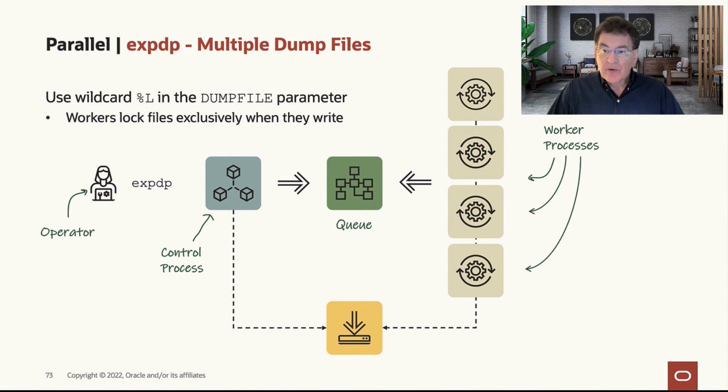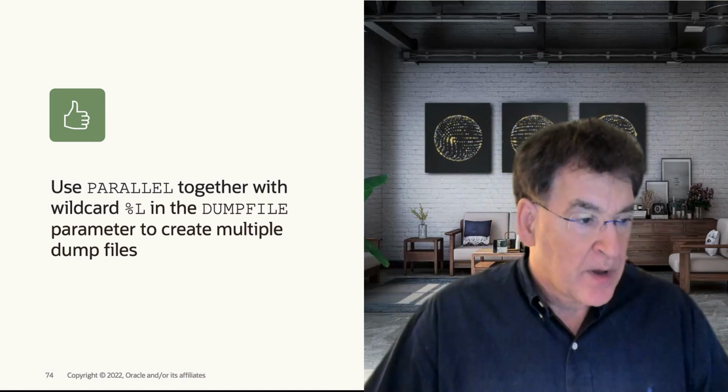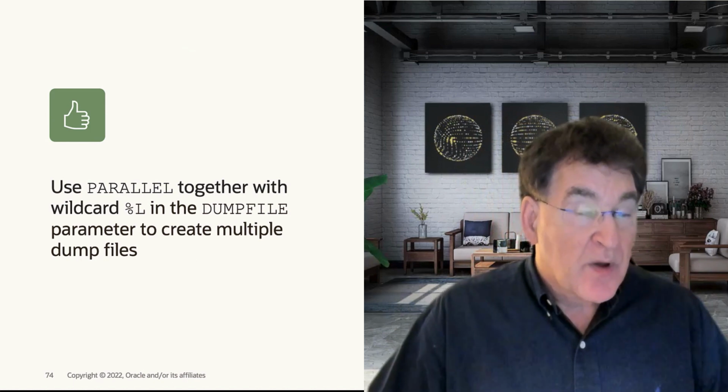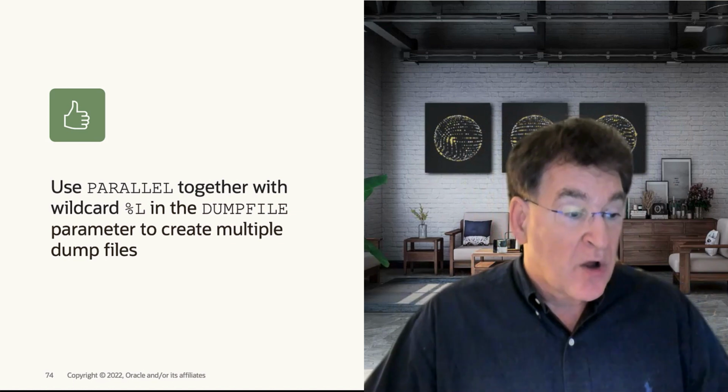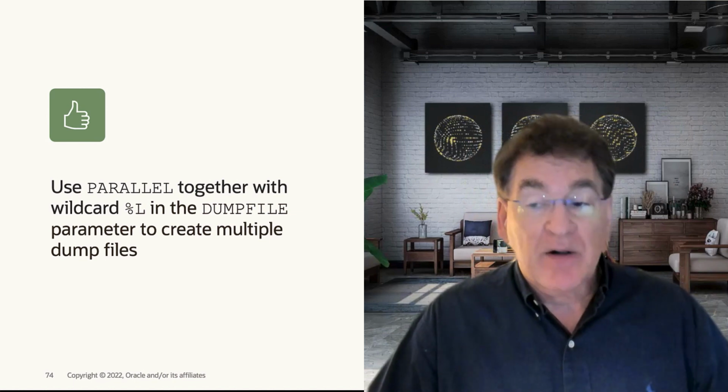Now, if you're going to use parallelism, then you also need to specify multiple dump files for the parallel throughput. The easiest way to specify a dump file set is to use the %L wildcard character in the dump file name. Having multiple dump files avoids file locks, since a worker will lock the dump file exclusively when it writes to it. And using parallel, or degree of parallelism, along with the wildcard in the dump file is necessary to have parallel throughput.